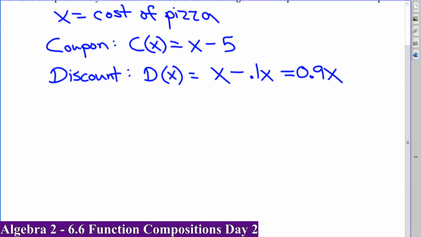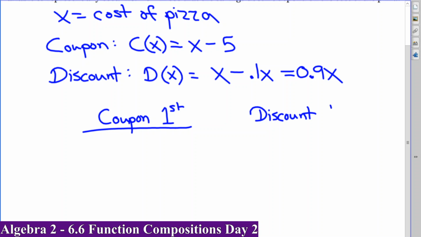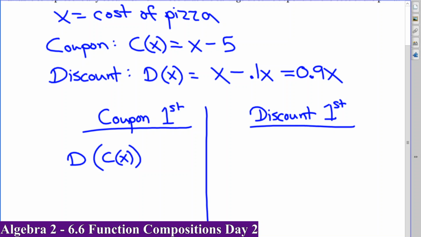So we said we want to figure out which one's going to be better to do. What would be better to do first? Apply the discount or apply the coupon? Okay. So let's say I did the coupon first, and then I'm going to do the discount first after. And we're going to compare the two. Okay, the coupon first. If I want to do the coupon first, that means when we're talking about composition of functions, I need that to be inside the parentheses.